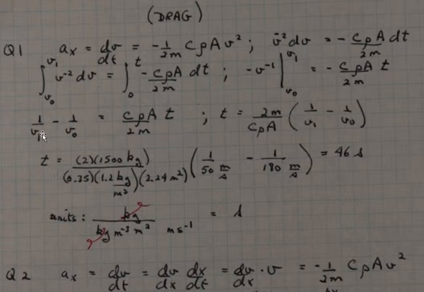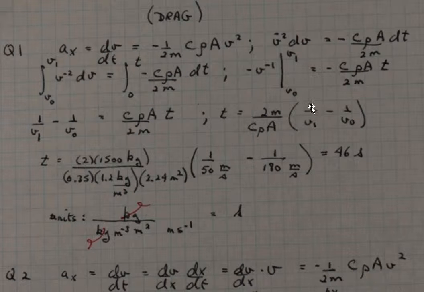And basically after integrating, you'd be integrating v to the minus 2. The integral of v to the minus 2 is minus v to the minus 1 between the starting and ending speed. The integral on the right-hand side is trivial because this is a constant, so it's basically just this constant times t. So we can now solve this for t.